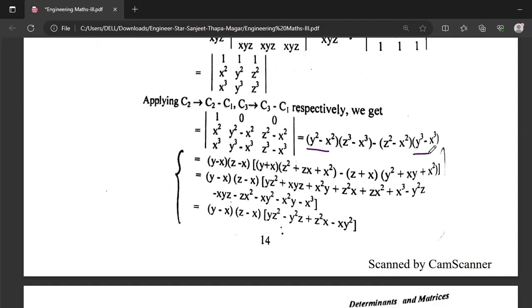Y minus x and z minus x, and remaining is y square minus x square is y minus x, y plus x. Y minus x is already taken common, leaving y plus x, and z cube minus x cube is z minus x, z square plus zx plus x square, z minus x, z square plus xz plus x square, and z minus x is again z minus x, z plus x, and y cube minus x cube is y minus x, which we have already taken common, and the remaining is y square plus xy plus x square.